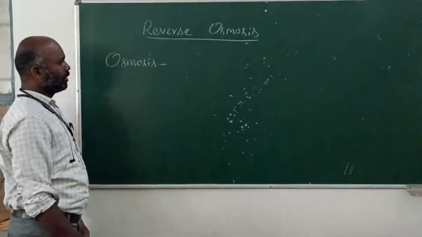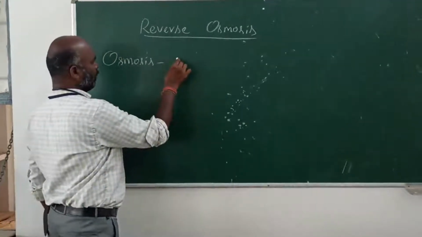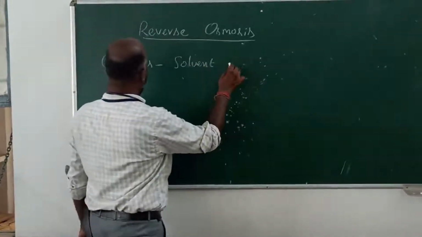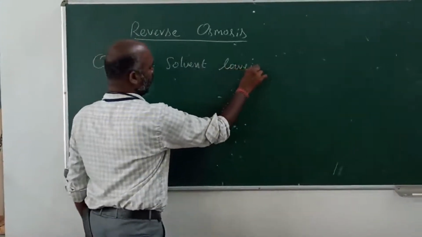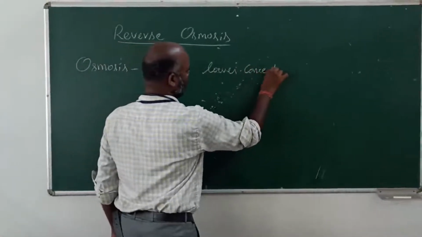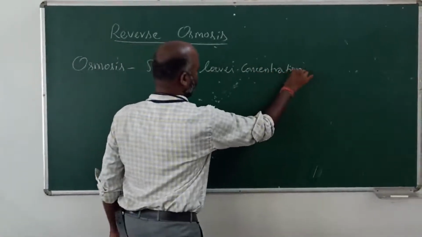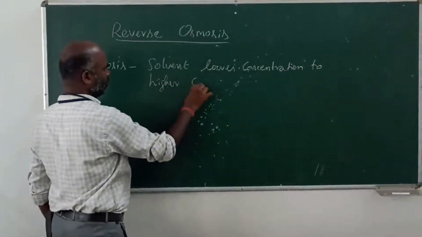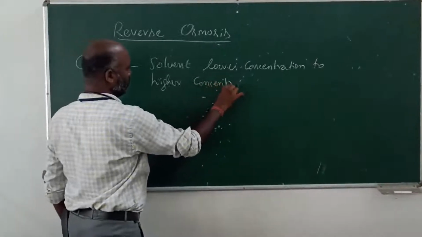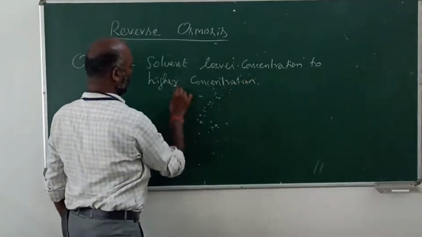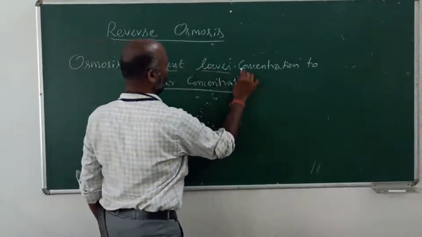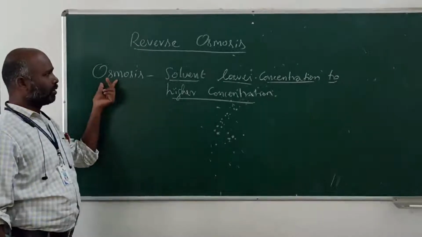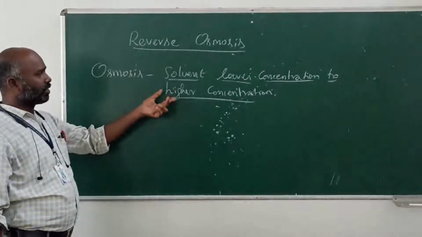Osmosis means the movement of solvent from lower concentration side to higher concentration. So the movement of the solvent from lower concentration to higher concentration side is called osmosis. Reverse osmosis means just a reverse of this process.